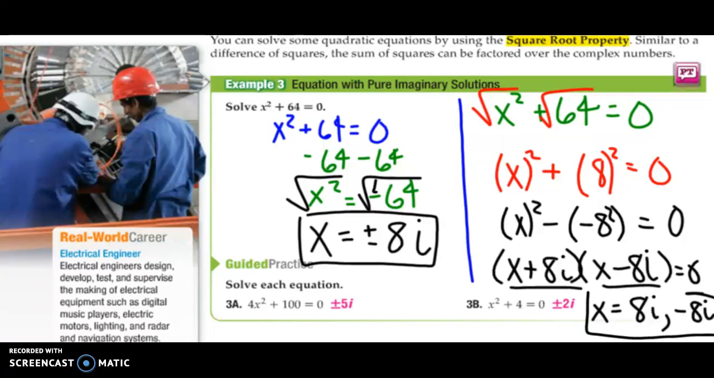So we get the same answers both ways, but I would still say probably the first method is a little bit easier. Here's two guided practice problems that you can try right now.